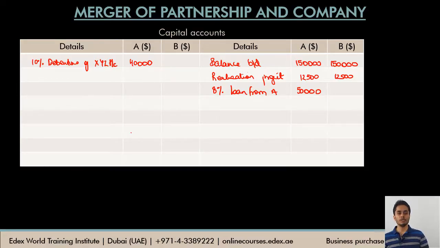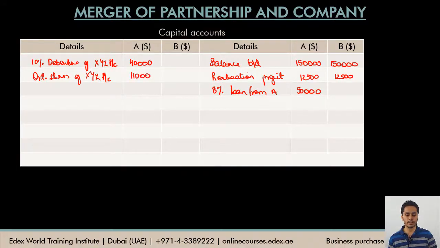Then the firm also received shares worth 220,000 from XYZ PLC that will also be distributed between the partners. Normally in the question, they mention that the shares would be distributed in a certain ratio, let's say ratio of capital or a certain agreed ratio. In this example, nothing is given, no agreed ratio is given, so we will assume that they are distributing it equally. But if the ratio is given, please distribute the shares in that ratio. So ordinary shares of XYZ PLC, 220,000 divided equally between the two partners, 110,000 each.